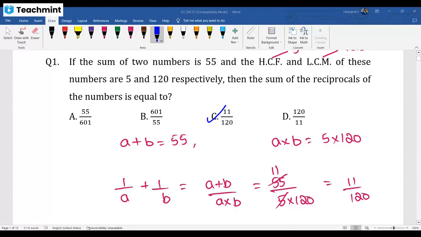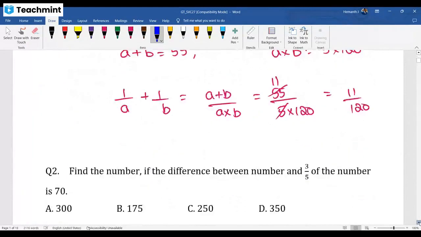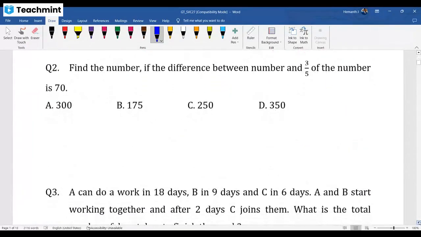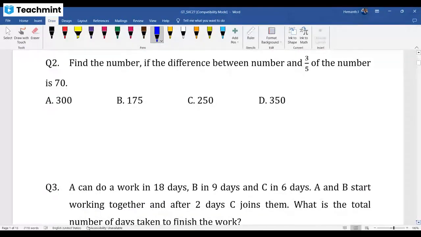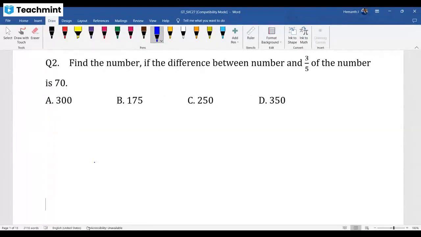So, hope you understand this question. Okay, next. Here, this is one simple question, we can say from the simplification topic. Find the number if the difference between the number and 3 by 5th of the number is 70. This is a very, very simple question they are asking here.